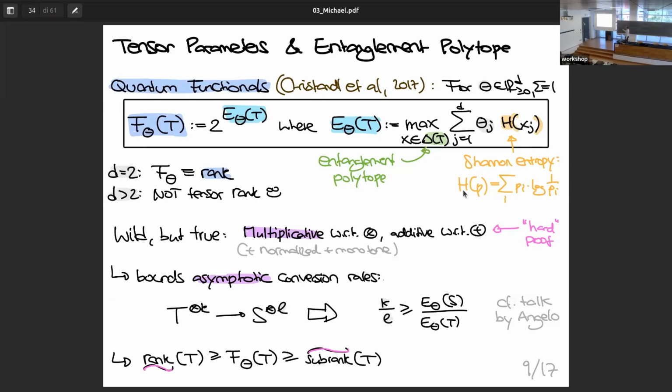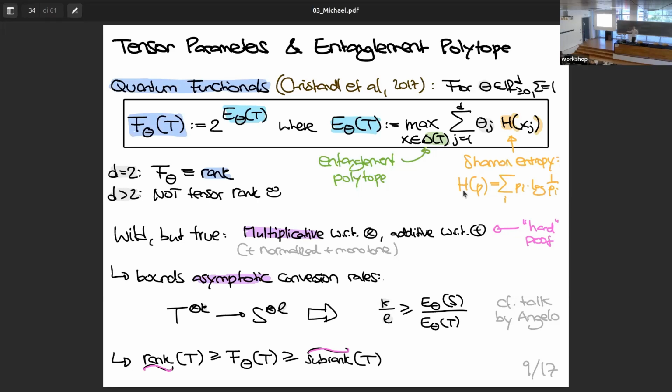For example, this f quantity of a tensor power is f of t to the k. If you take the logarithm, the k goes to the front, and you get these logarithmic quantum functions, the e's. And so the conversion rate can directly be lower bounded by this ratio of these logarithmic quantum functions. So that's why it's interesting.